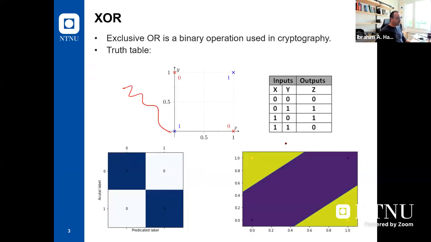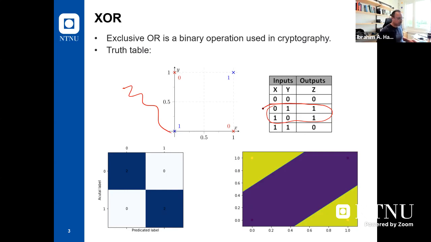So exclusive OR is a very good example of an inseparable data set. Exclusive OR is a binary operation which is used in cryptography. It's very important in computer science. And this is its truth table. If we have two inputs, X is 0011 and Y is 0101, the output will be 1 when X is not equal to Y. So it will be like this.